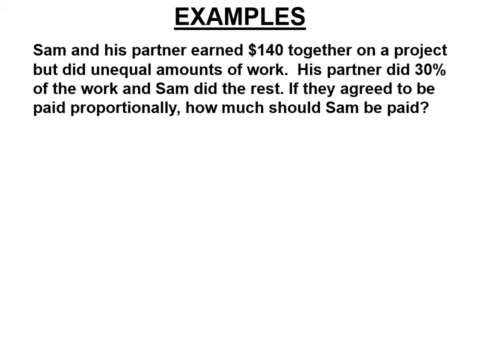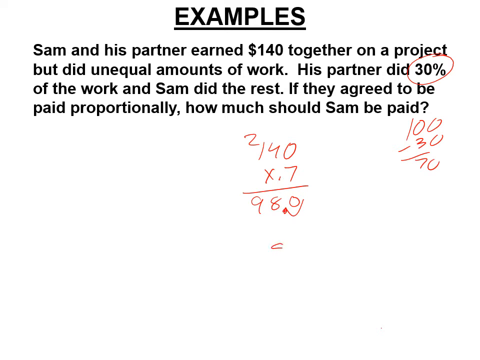Sam and his partner earned $140 together on a project, but did unequal amounts of work. His partner did 30% of the work, and Sam did the rest. They agreed to be paid proportionally. How much should Sam be paid? Well, hopefully you're saying, Sam did 70% of the project, right? 100 minus 30 is 70. So we're going to do 0.7 times 140. 7 times 0, 7 times 4 is 28, and 7 plus 2 is 9. Move the decimal. Sam should be paid $98. And the partner can have the rest of the 140, the 30%.